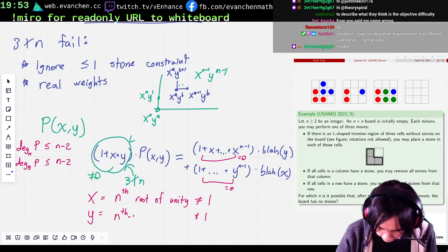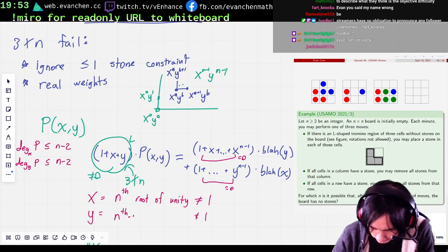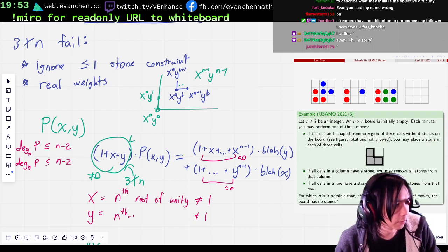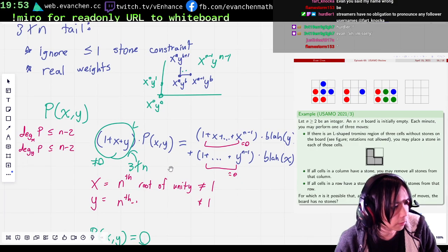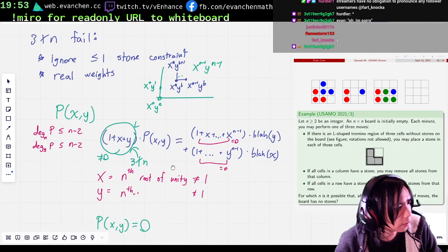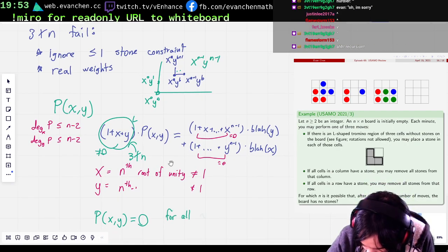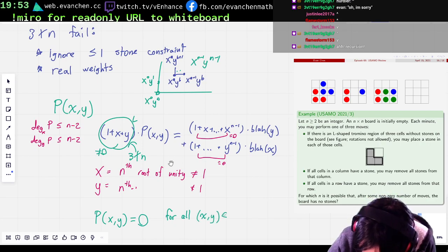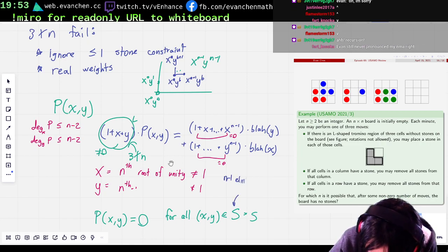So what this means is that p of x,y vanishes on a lot of stuff, right? Like p of x,y is equal to 0 for, oh crap, I'm out of space. Let's zoom out a little bit. p of x,y is equal to 0 for all x,y in S times S, where this is a set of size n minus 1, namely the roots of unity.